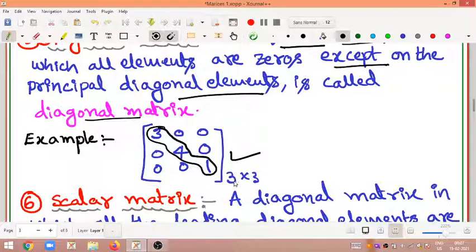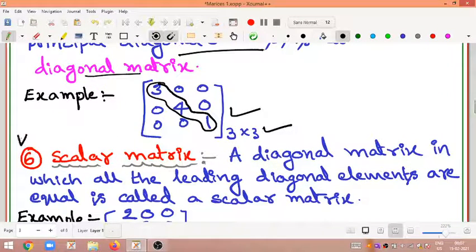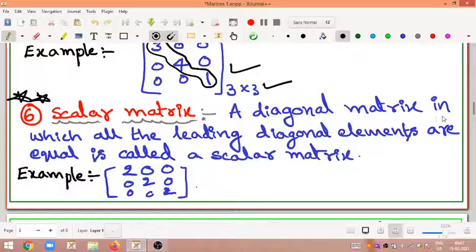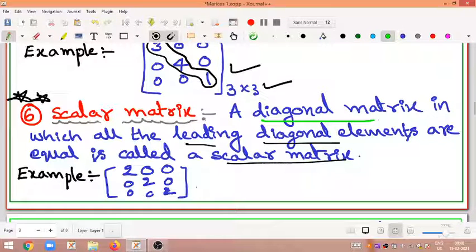Here it is a 3 by 3 matrix. Next one, also very important, the scalar matrix. A diagonal matrix in which all the leading diagonal elements are equal is called a scalar matrix.